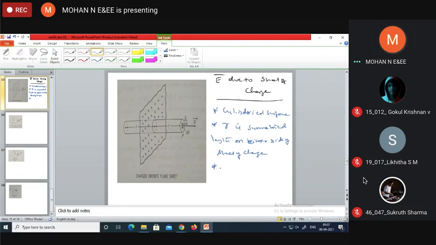As per the discussion, the field will again be normal to the sheet, not parallel to the sheet. So the field, D as well as E, will be what?